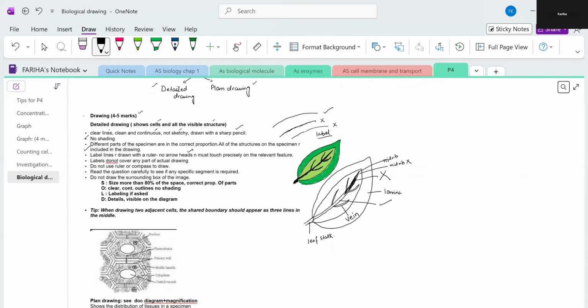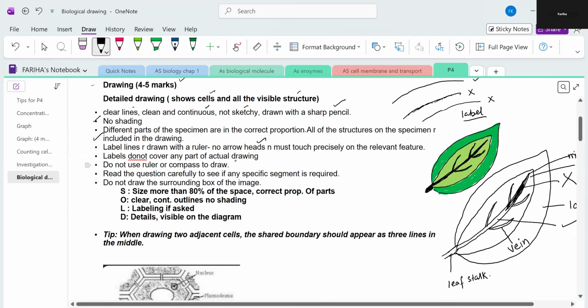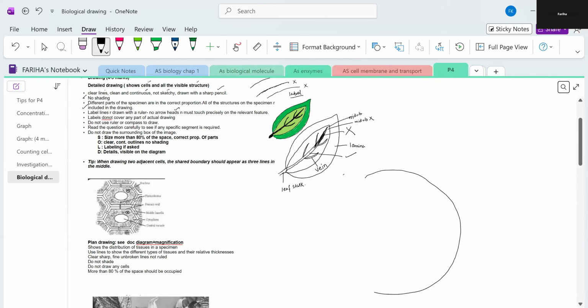You need to label the diagram outside the diagram, not within the diagram. Is this clear? Do not use a ruler or compass to draw. Sometimes, for example, if a circle is drawn, then students may use a compass or ruler in order to draw the diagram. So avoid using it because a biological drawing should be freehand.